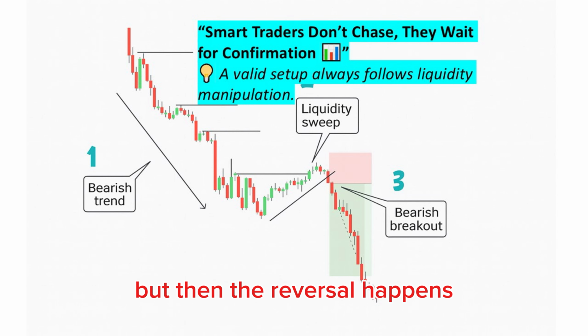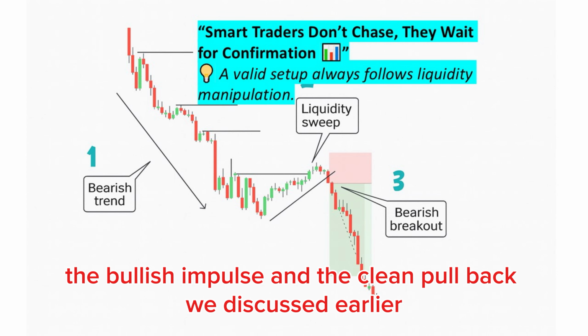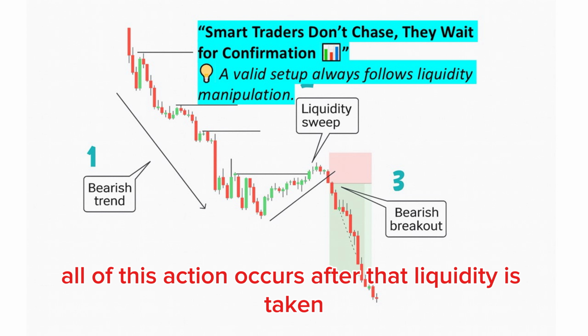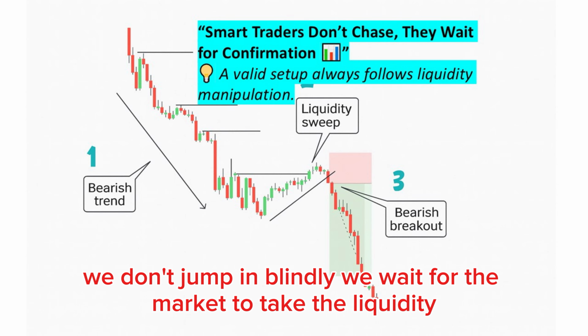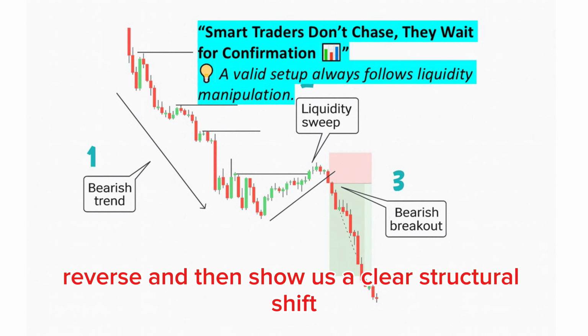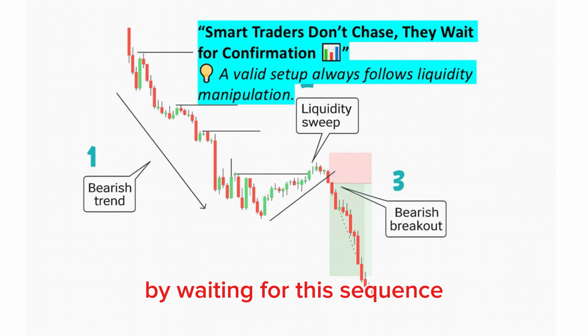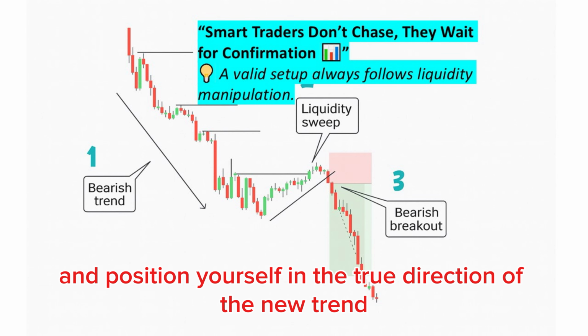But then the reversal happens. The failure to make a lower low, the bullish impulse, and the clean pullback we discussed earlier, all of this action occurs after that liquidity is taken. So, a valid setup always follows liquidity manipulation. We don't jump in blindly. We wait for the market to take the liquidity, reverse, and then show us a clear structural shift. By waiting for this sequence, you avoid the trap and position yourself in the true direction of the new trend.